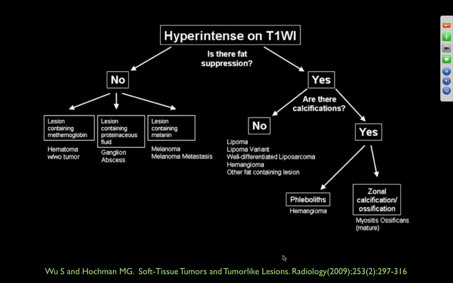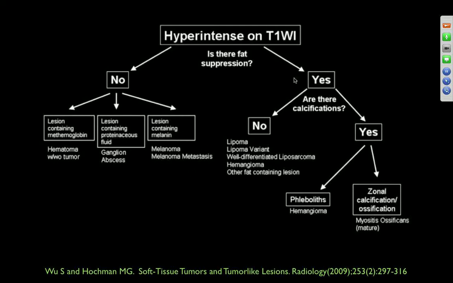Now, if you see a lesion that's high in signal intensity on T1 weighted image, the first thing you really should do is do a fat suppress sequence to see whether the high signal intensity is due to lipid or not. If there is no fat suppression, then you're talking about a lesion that's containing methemoglobin, typically more in the brain. This tends not to be a common phenomenon in the peripheral musculoskeletal system, but occasionally we can see high signal intensity from methemoglobin. Whether it's proteinaceous tissue, like a fluid, like a ganglion cyst or abscess, and then a melanin-containing lesion.